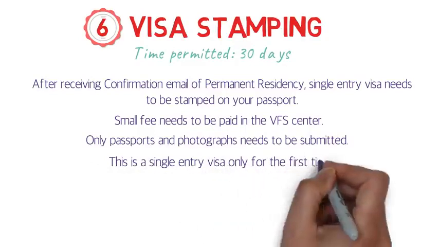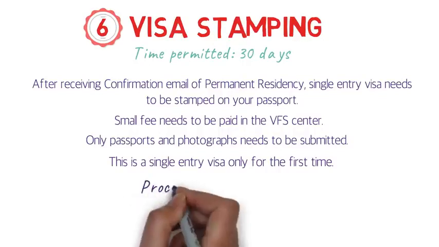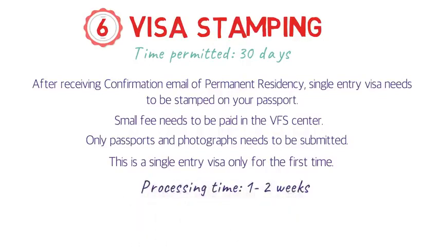Now this visa is a single entry visa, and this is only for the first time. After you enter Canada, you will get your PR card, and of course you don't need that visa anymore. In that visa, you would have an expiry date, and you have to land there before that visa actually expires. The processing time is 1 to 2 weeks. Generally, it is done in just 4 or 5 days, so this is not a time-consuming process. So these are the 6 steps of applying for PR through the Express Entry program.